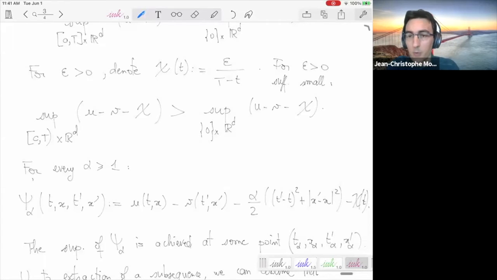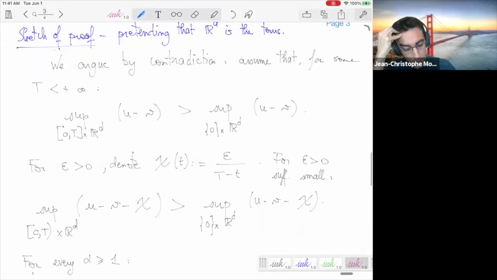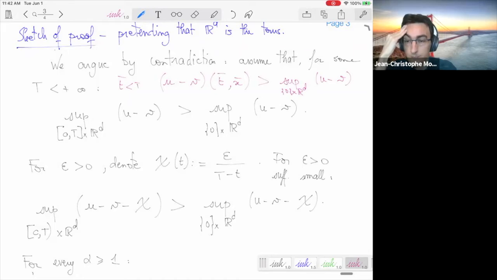Okay, so I'm going to re-explain the few things where I was a bit quick in this derivation. First, for the epsilon thing. From this, I can have that there exists a T bar such that U minus V of T bar X bar is larger than the sup at the initial time. And let's say T bar is below capital T. This is by continuity. Okay, this exists, right?